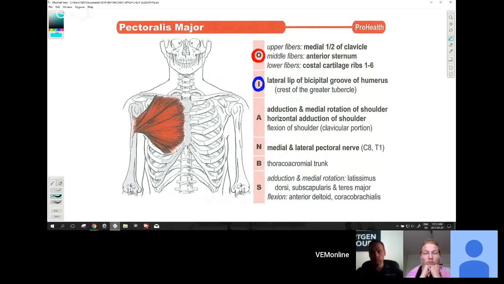And action, that's my approach, I go with green. I usually use green for action. And then for everything else, I use purple. So that'll be nerve supply, blood supply, synergies, and all other clinical notes. But these two, origin and insertion, red and blue for sure.